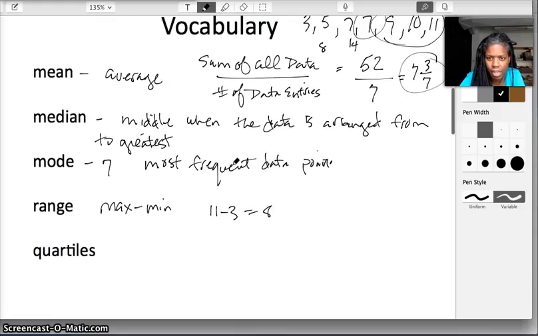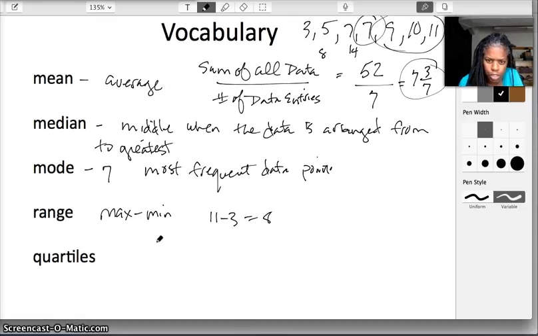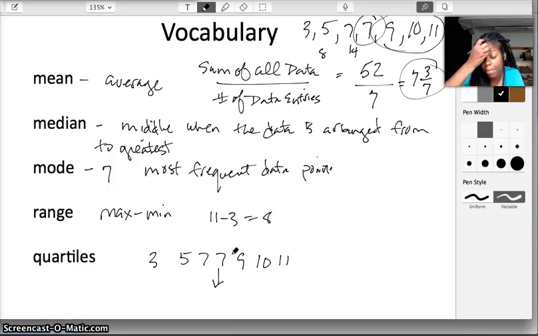So let's take our data again and see what we can do. I've got 3, 5, 7, 7, 9, 10, and 11. I'm going to pick out the median, which is this guy here. The median is actually considered the second quartile. So what I'm now going to do is take the information that I haven't already dealt with on the left side of the median, and I'm going to find that median. The median of this side is going to be the first quartile, or the lower quartile, and the median here, which is 10, is going to be the upper quartile, or I can call it the third quartile.